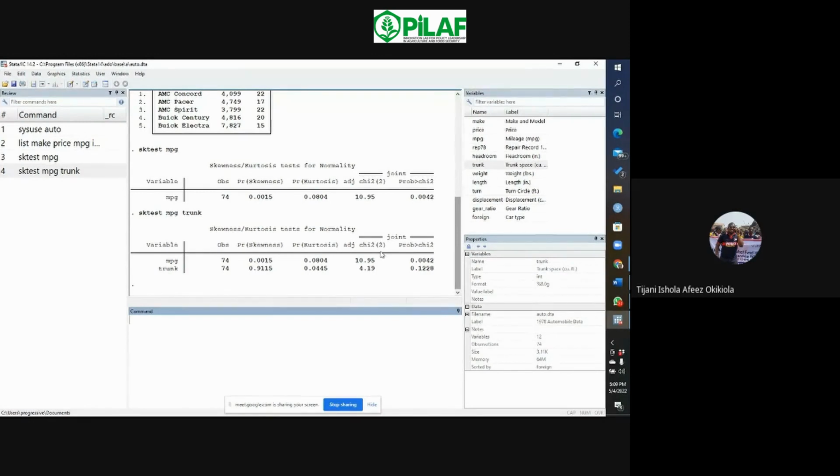From the MPG and the trunk, how are we going to reject? Is it because it's 4.19 that we are rejecting? No, first we are rejecting based on probability value. Can you see? Probability of the chi-square value. Okay?